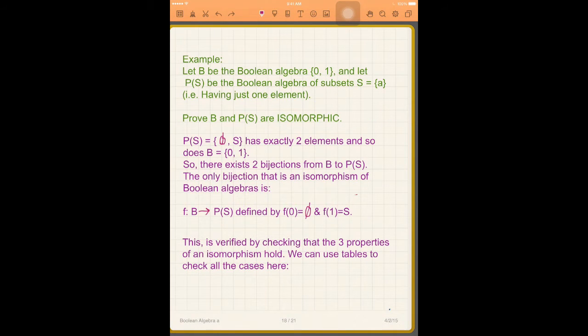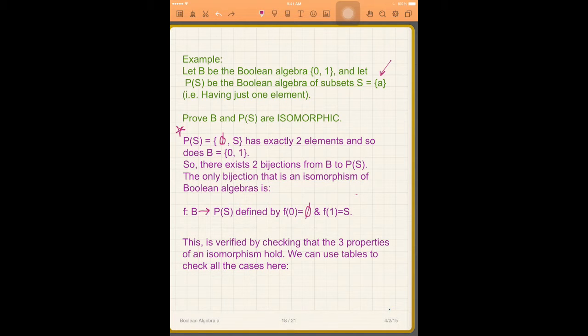So let's look at this example. Let B be the Boolean algebra of the set {0, 1}, and let P of S be the Boolean algebra of subsets of S, where S is just the set {a}, so it just has one element. So if you look at the power set of just a singleton, what does that mean? Let's prove that B and P of S are isomorphic. So P of S is just the empty set and the set S. So this has exactly two elements, and so does B, which is 0 and 1.